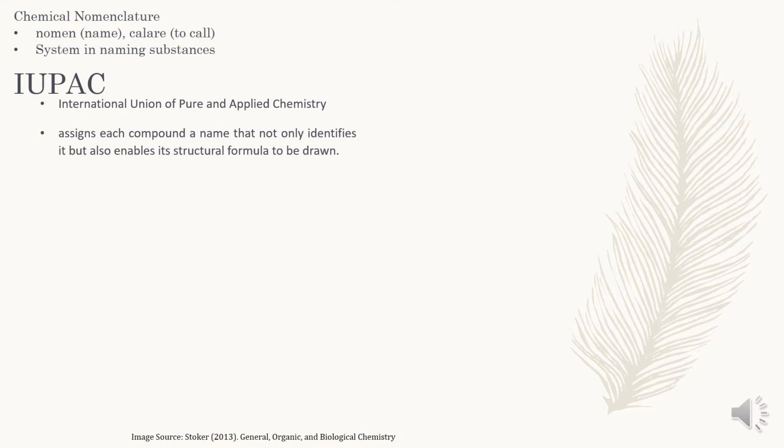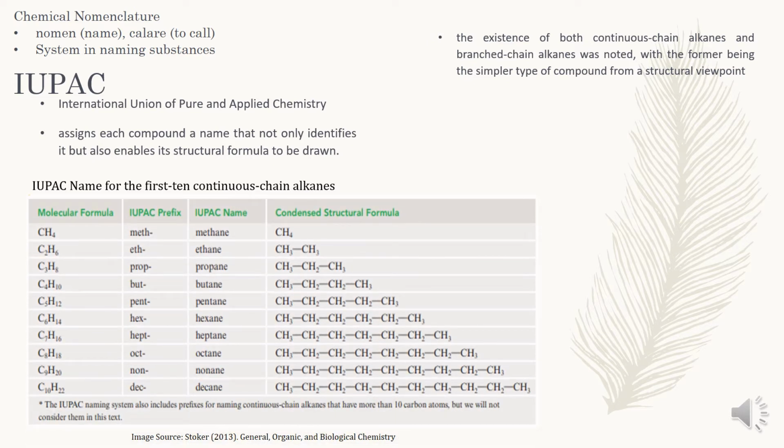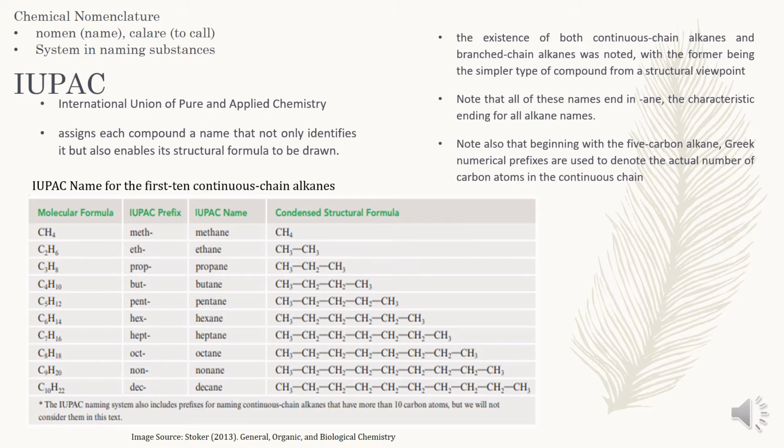Previously we noted the existence of both continuous chain alkanes and branched chain alkanes, with the former being the simpler type of compound from a structural viewpoint. The IUPAC names for the first 10 continuous chain alkanes are given in this table. You have methane, ethane, propane, butane, pentane, hexane, heptane, octane, nonane, and decane.